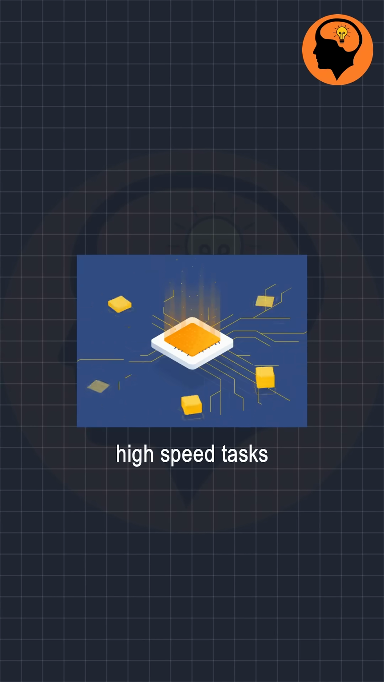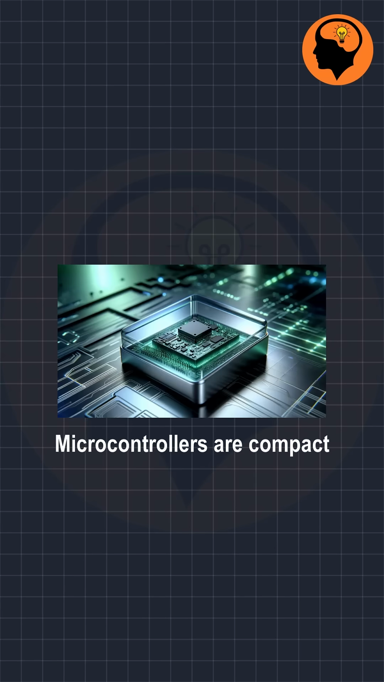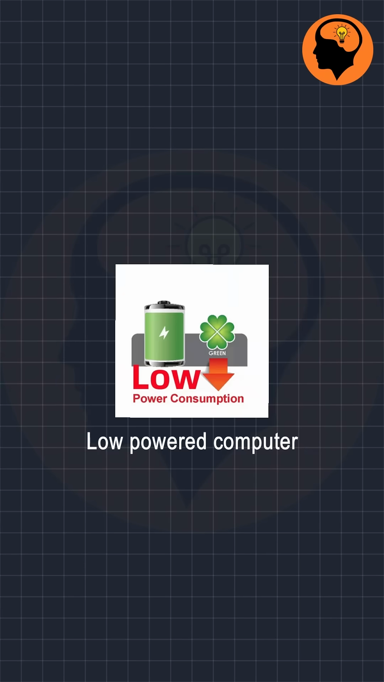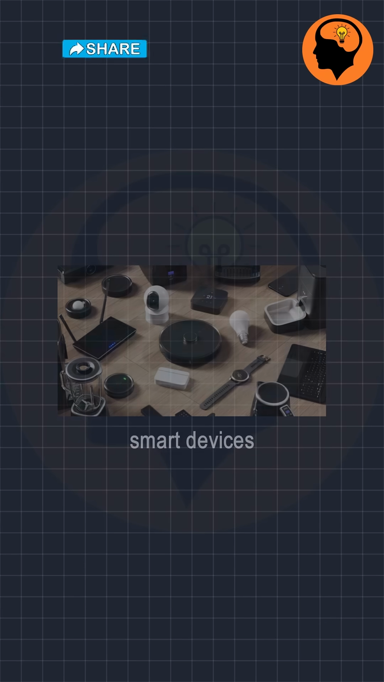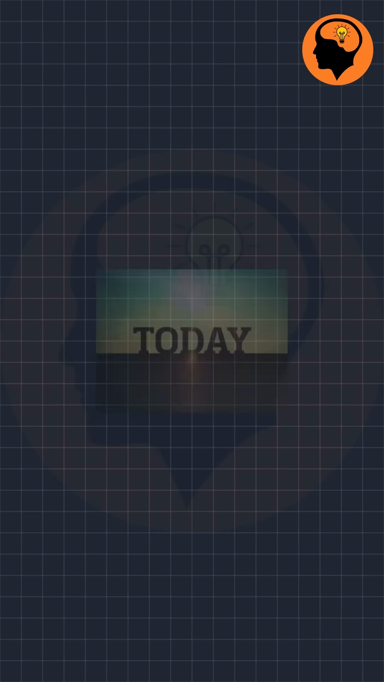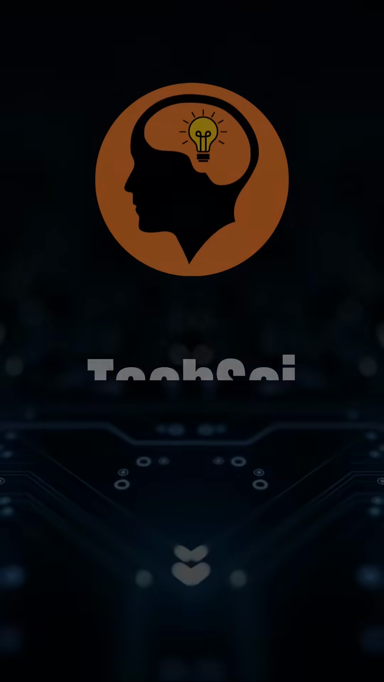Microprocessors are powerful and designed for high-speed tasks such as PCs, laptops, and servers, while microcontrollers are compact, low-powered computers used in appliances, robots, cars, drones, smart devices, and IoT. Today, microcontrollers are used more widely than microprocessors.